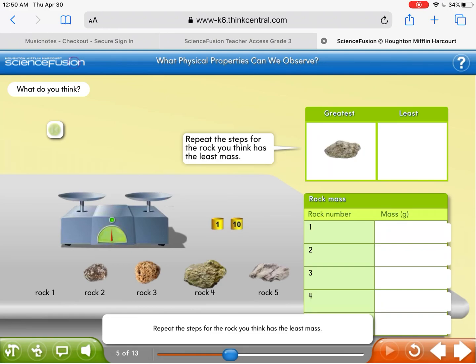Then rock 3 looks like it is made out of volcanic ash. So remember when a volcano erupts, the lava can come out and then it hardens into a rock. And if it hardens quickly, it has lots of holes in it, which makes the rock lighter.